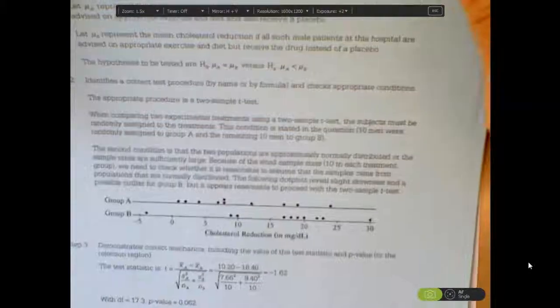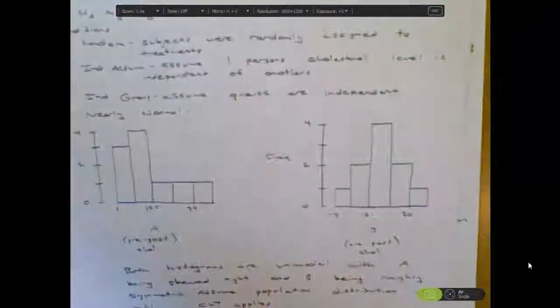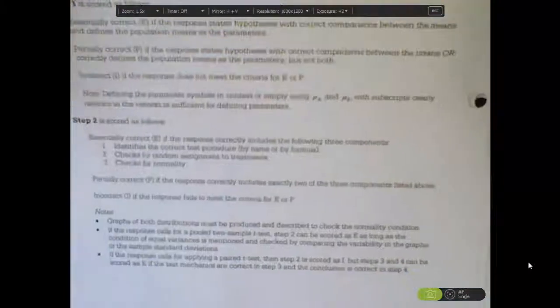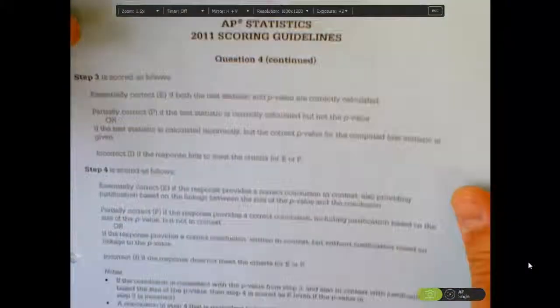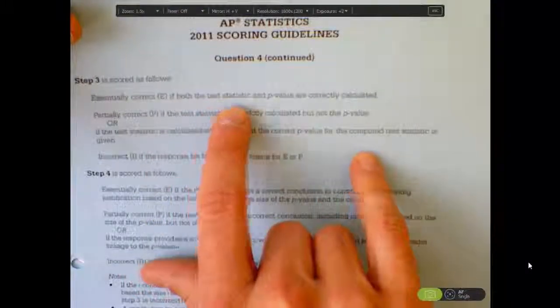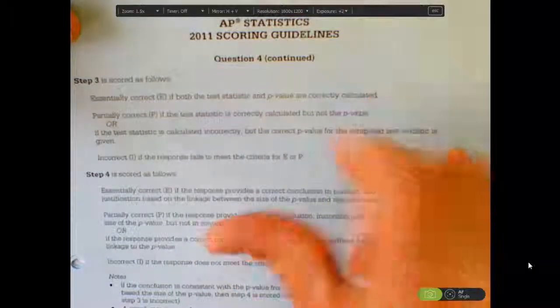That would be appropriate. Okay, step 3, getting into your mechanics. As far as earning credit for your mechanics, this is what it's going to look like. Your test statistic and your p-value have to be calculated correctly. If you have one of those 2, P, none of those, I.